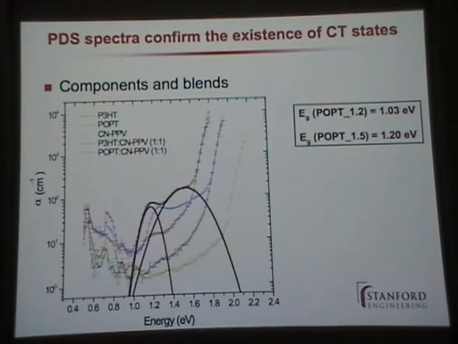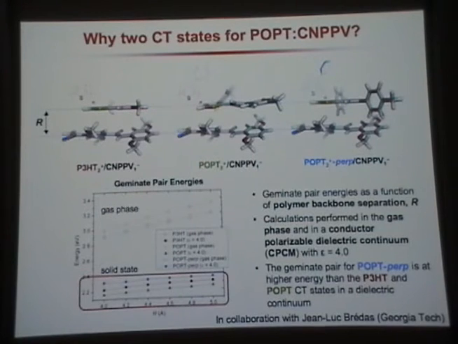And if you do it with P3HT, it's centered at 1.1 eV. So you see the POPT has two charge transfer states, and in energy they straddle the P3HT. One is lower, one is higher. So first of all, why do you have two charge transfer states? And this is where Jean-Luc Bredas came to help.